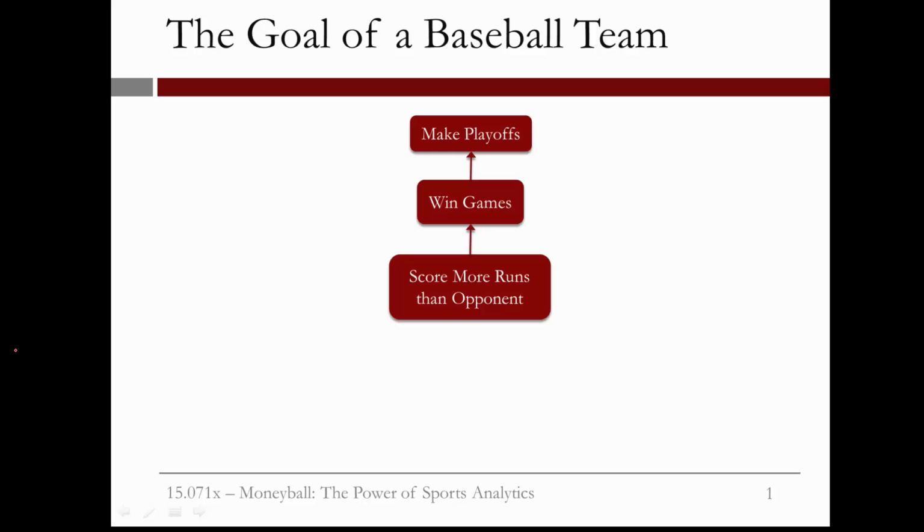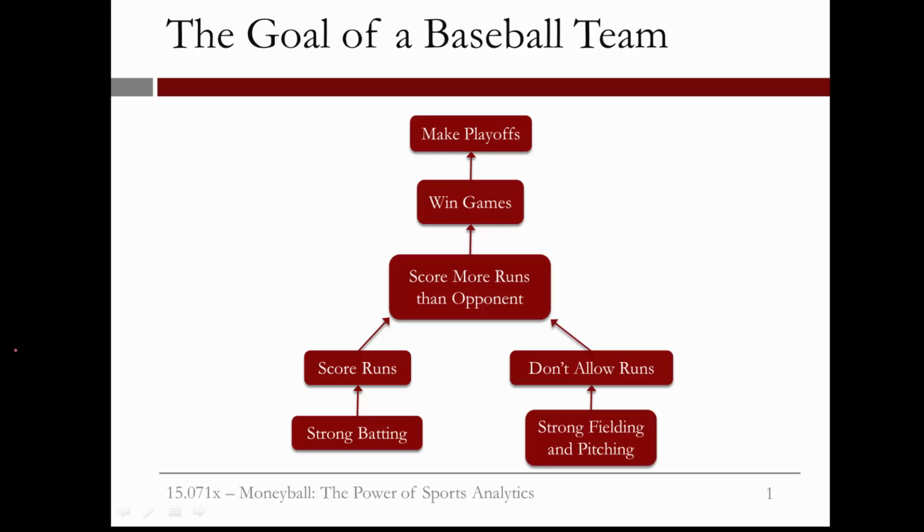We'll then use linear regression to predict how many games a team will win using the difference between runs scored and runs allowed, or opponent runs. We'll then use linear regression again to predict the number of runs a team will score using batting statistics, and the number of runs a team will allow using fielding and pitching statistics. We'll start by figuring out how many games a team needs to win to make the playoffs, and then how many more runs a team needs to score than their opponent to win that many games.